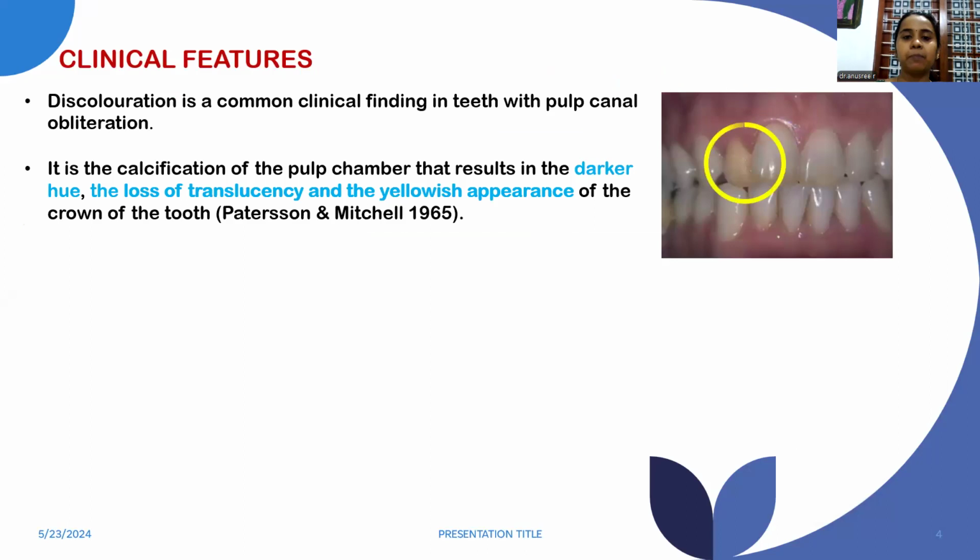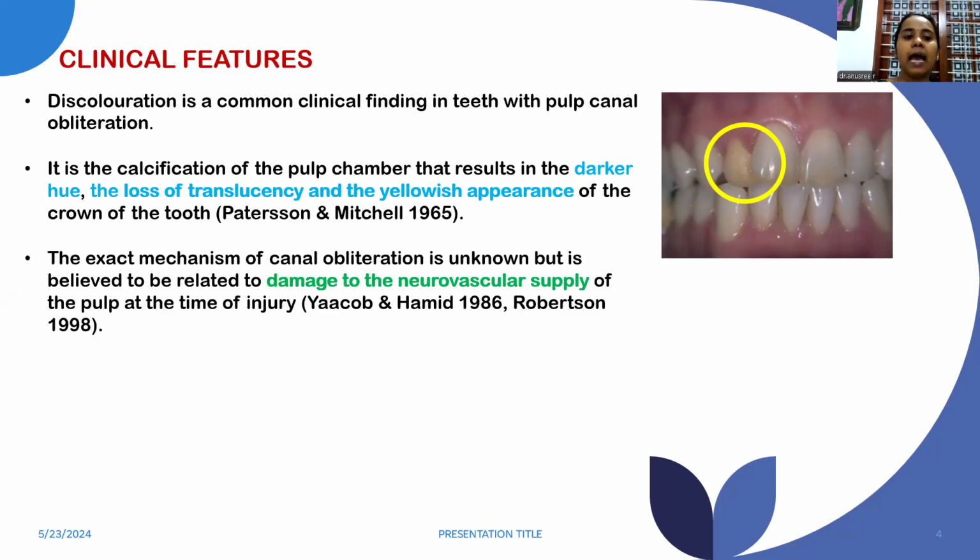Coming to clinical features, as we can see from the picture, discoloration is the most common clinical finding. The exact mechanism of canal obliteration is not known but is believed to be due to damage to the neurovascular supply of the pulp at the time of injury.